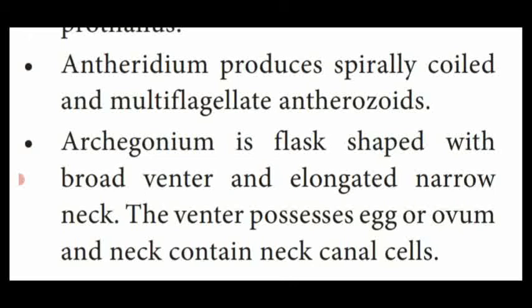This one also we have seen in bryophytes. The shape of the archegonium is flask shaped. The broad basal portion is known as venter, and the narrow elongated region is known as neck. Inside the venter only, the archegonium contains the egg or ovum. The venter is made up of venter canal cells. Likewise, the neck is made up of neck canal cells.